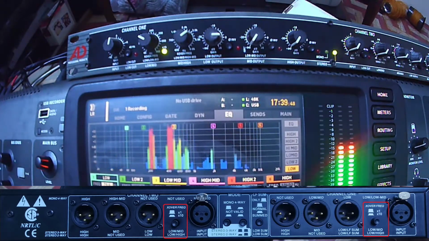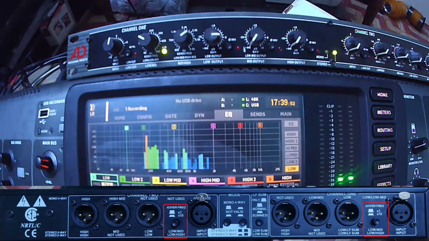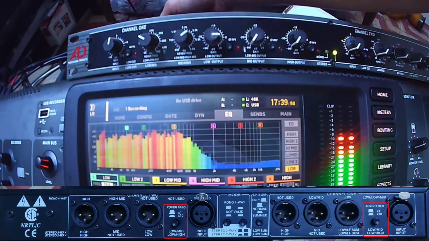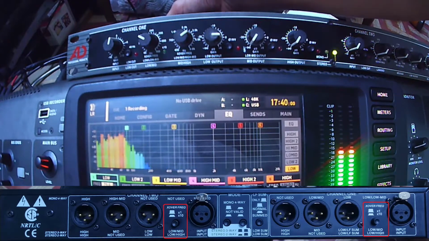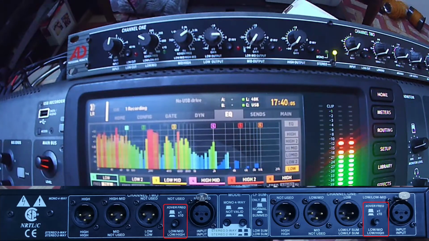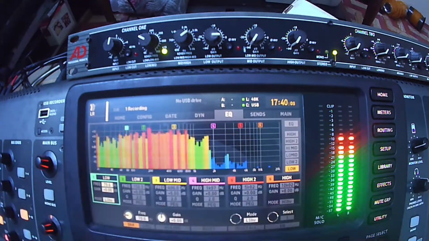Now, I will run the pink noise continuously and switch on and off the button at the back. Around 110. Around 1.1 kilohertz.